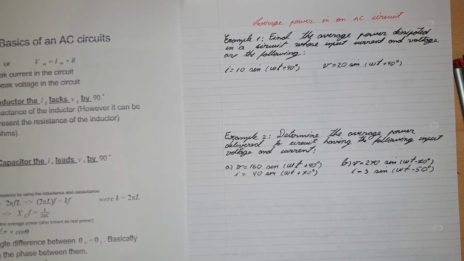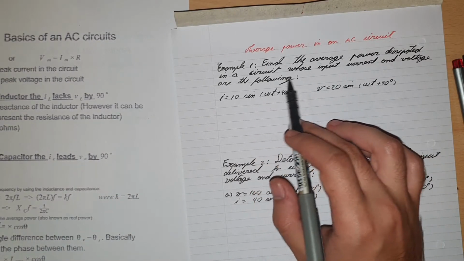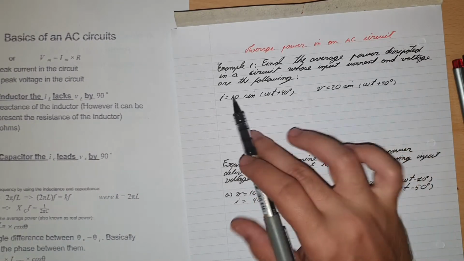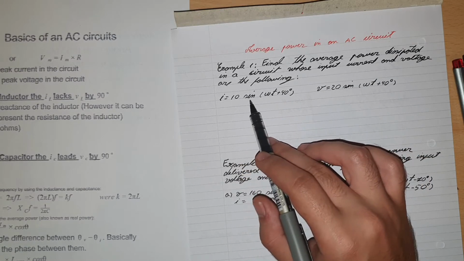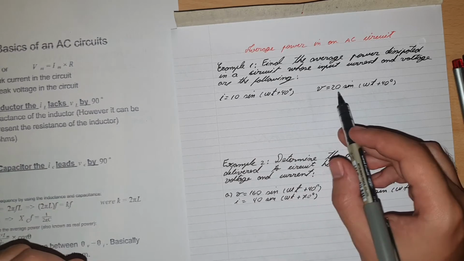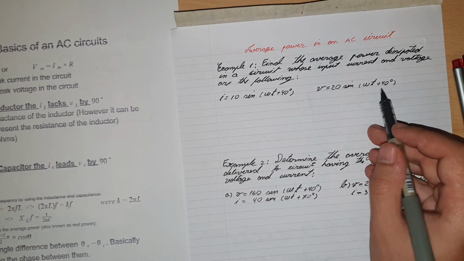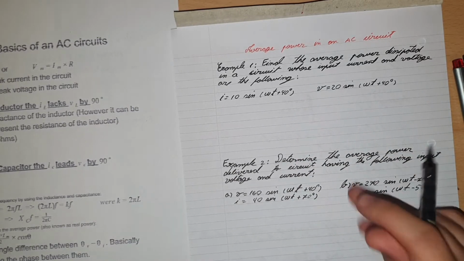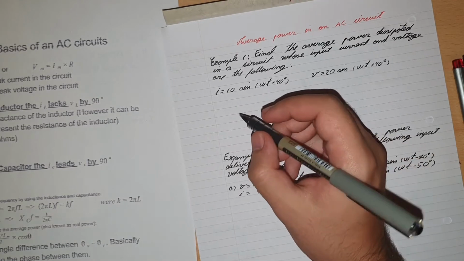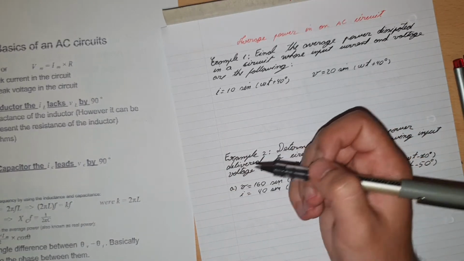Okay, so here what we have: find the average power dissipated in a circuit whose input current and voltage are the following: 10 amps peak at the sine of 40 degrees, and 20 volts peak at the sine of 40 degrees. So they are both 40, so we know this is actually a resistor. It's not really making a big difference, just for us to know that.